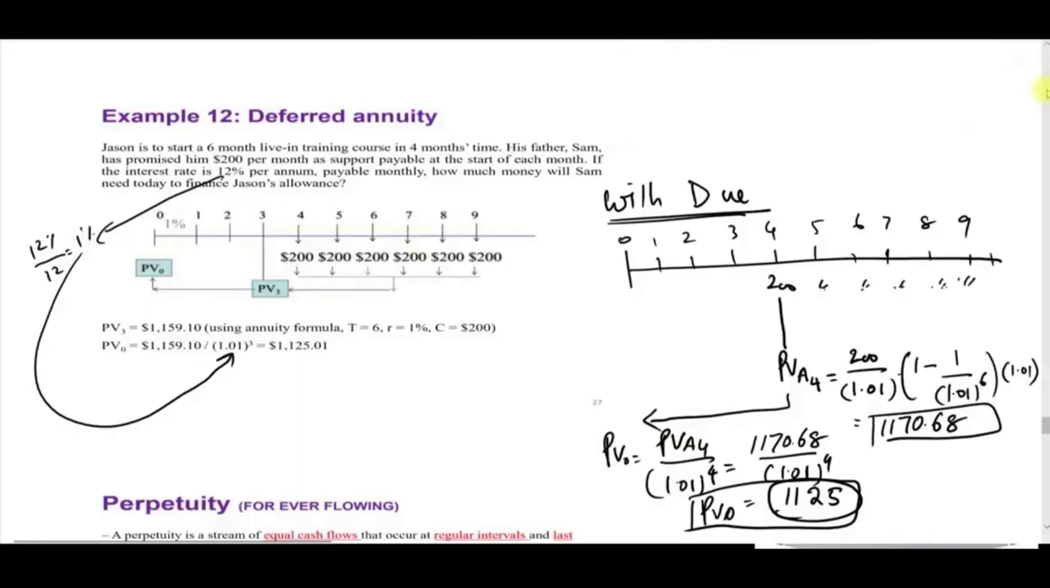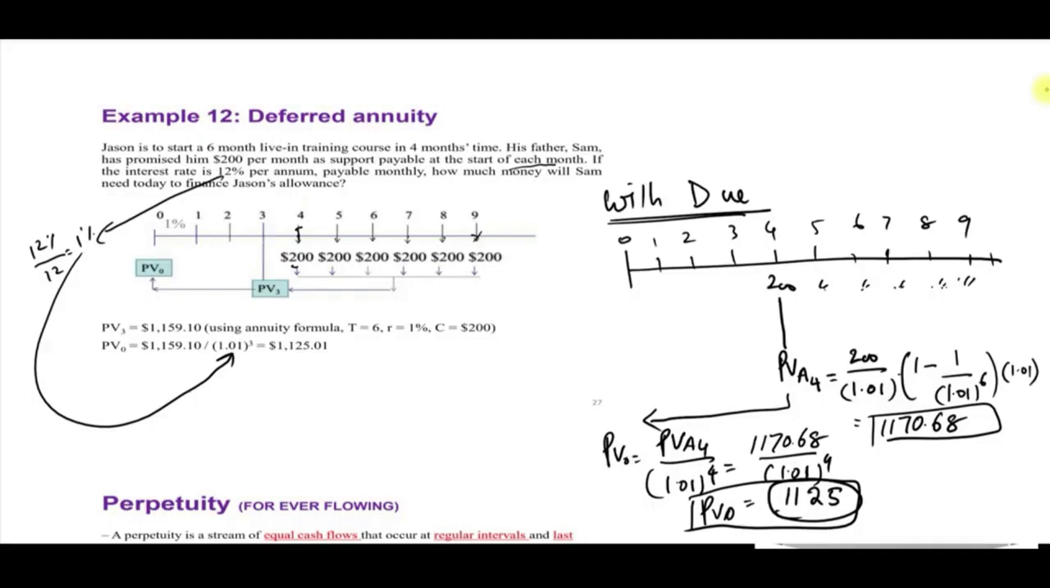Okay, so from the textbook, we have an example. Jason is to start a 6 month live-in training course in 4 months' time, so starting from 4 months. The duration of the course is 6 months: first, second, third, fourth, fifth, and 6th month. His father Sam has promised him 200 per month as support payable at the start of each month. So we can think that this question could be due, but we are not worried as the answers from due and ordinary are the same.